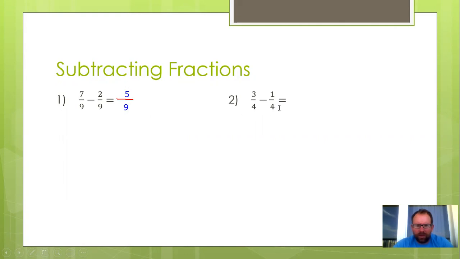Now in this situation, we have a common denominator yet again, so we will keep the denominator. And 3 minus 1 is 2. And I will keep the 4. And then this can be further simplified into 1/2.